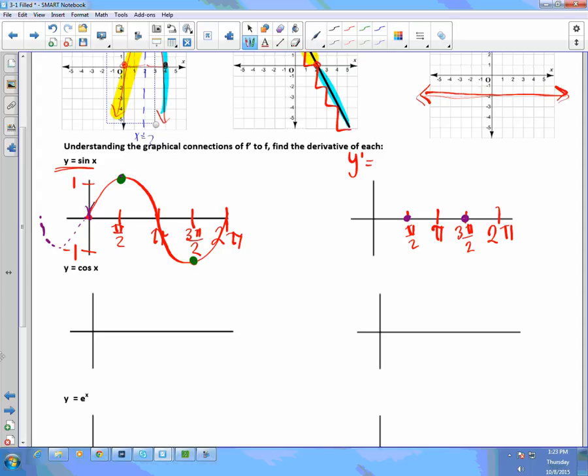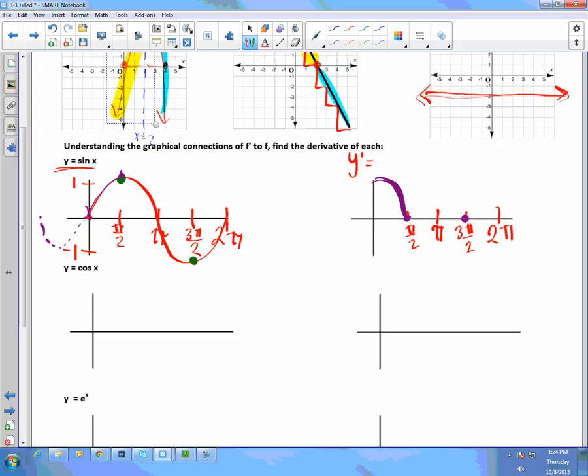But this section from 0 to pi halves, what's going on with that? It's increasing. So if it's increasing, our derivative, our slope, is positive. So I need to get up above the x-axis for this point, right? Even though this part of the derivative graph is going down, the point is it's positive.